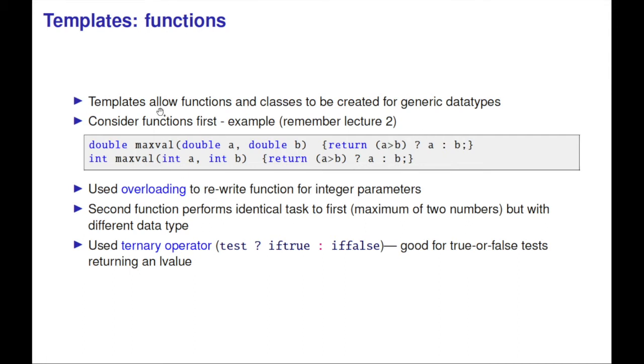We used overloading to write the function for integer parameters. The second function performs an identical task to the first, maximum of 2 numbers, but with a different data type. And we use the ternary operator, this thing with the question mark in there, test question mark if true colon if false, which is very good for true or false tests. It also returns an L value, not an R value, as you might expect. So there's also weird and wonderful stuff you can do with this.